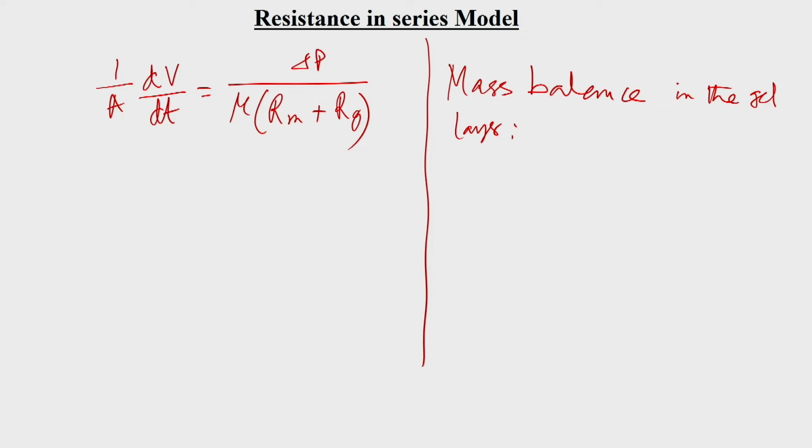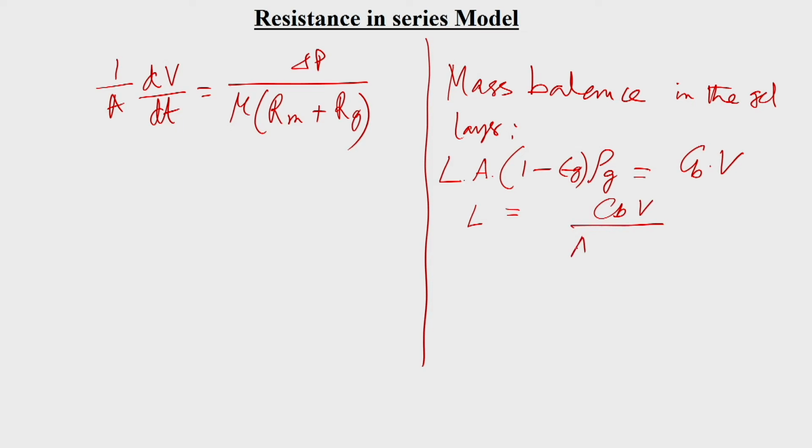So, we will be doing it like this. Suppose the thickness of the gel is L, and the area of the gel is A, into 1 minus epsilon g, which means how much porosity is there in the gel, into rho g. That will be nothing but C b into V, that is, how much solute concentration is there in the bulk into V. So, from there we can say L is equal to C b into V divided by A into 1 minus epsilon g into rho g.